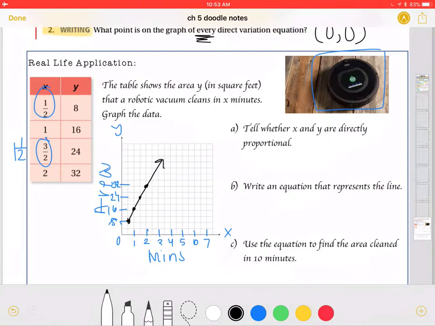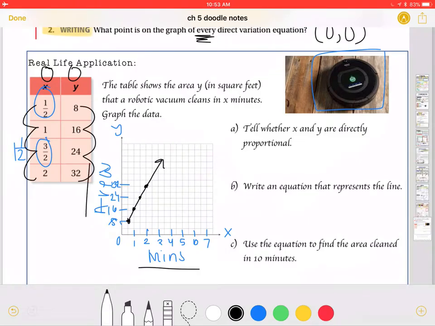Now I want you to think about this. Would the point 0, 0 be on this graph? If you need to, kind of figure out how much we're increasing by and would it go? Or just think more logically. If the Roomba's running for 0 minutes, how much of the floor would it clean? Would it clean any of it? No, right? So it would fall on our graph for 0, 0. So if you want to add that, you can.